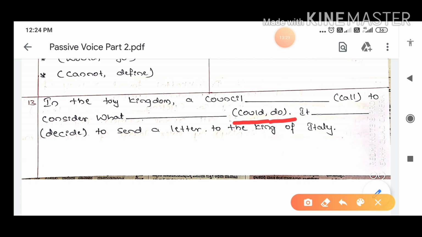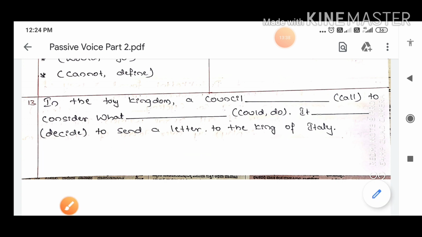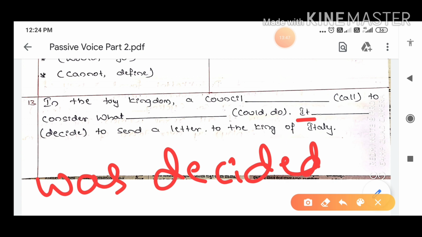2 words are there. So here we do not use either was or were. So we keep the word could as it is, and next to that we use the word be, and V3 of do is done. So to consider what could be done, it, again it is a singular, was decided to send a letter to the King of Italy.